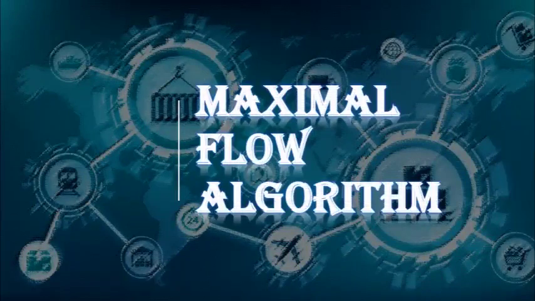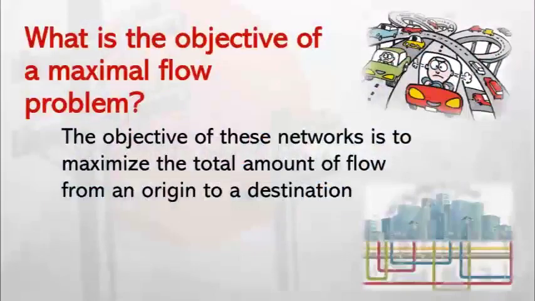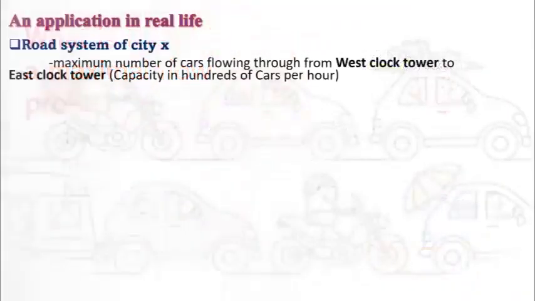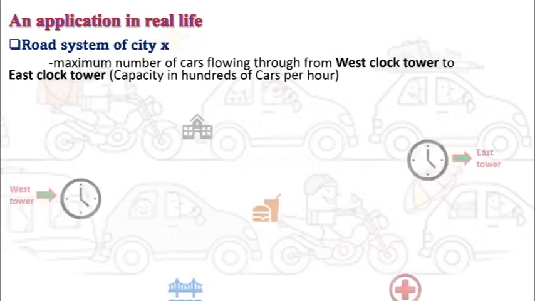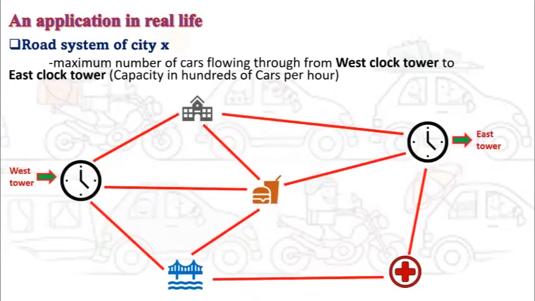Now let's move to another concept of optimization, the maximal flow algorithm. Maximal flow problems involve finding a feasible flow through a flow network that obtains the maximum possible flow rate. The objective of the maximal flow algorithm is to maximize the total amount of flow from an origin to a destination. As an example, let's consider the road system of city X, which is in the process of developing a road system. The city planner would like to determine the maximum number of cars that can flow through the town from the west clock tower to the east clock tower.